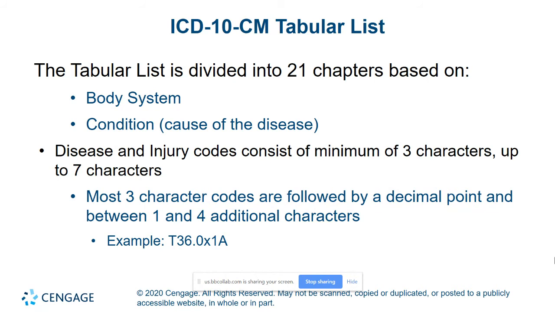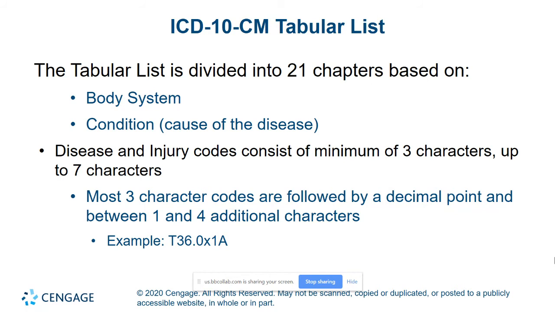So that is the index. The first, I don't say half of the book because it's not even the first half, but the first portion of the book is the different indexes. And then once we get into these fun little colored tabs that say chapter on them, that is what they refer to as the tabular list of diseases and injuries. It is divided up by chapter based on body system or by condition.